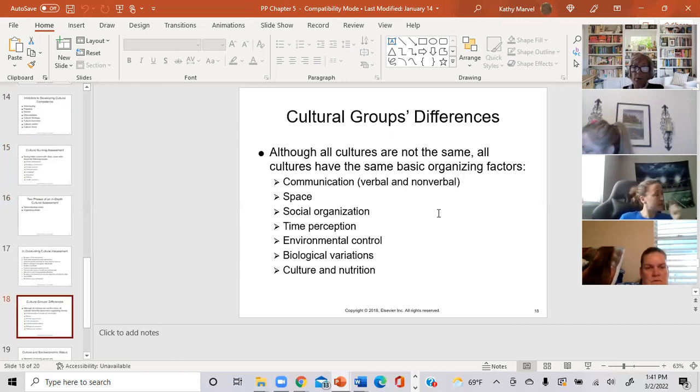And then I'll show you a nice little summary in the book of cultural group differences. Although all cultures are not the same, all cultures have the same basic organizing factors. What is their communication style? What is their space preference? Do they not like you in your face, or do they like you in your face? What's their social organization, time perception? Are they past oriented, present oriented, future oriented? What's their nutrition? I'll show you in the book, we have 4 different cultures we talk about, and it goes through each of these. Very interesting.